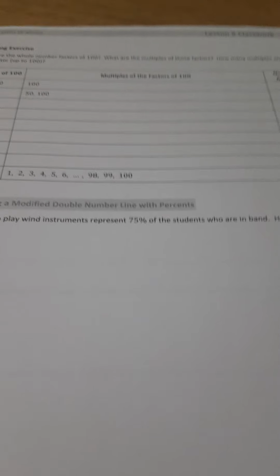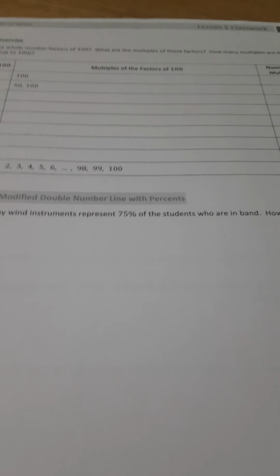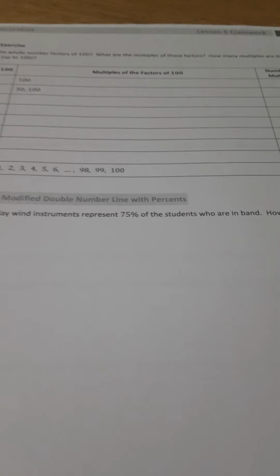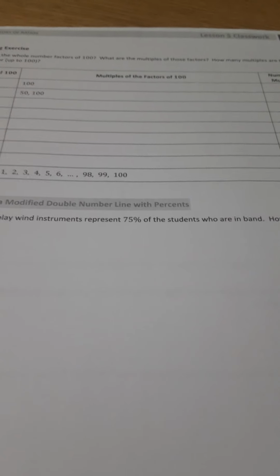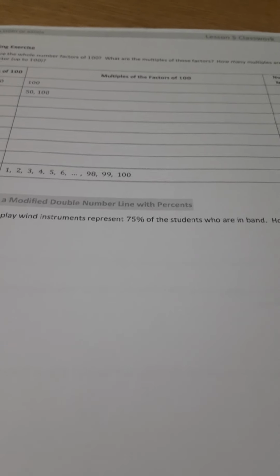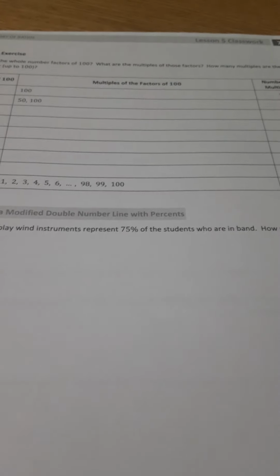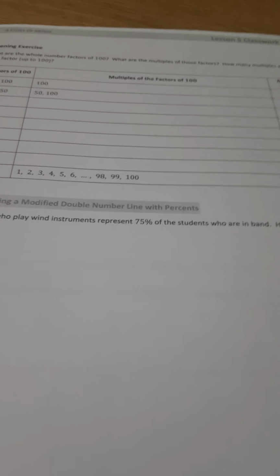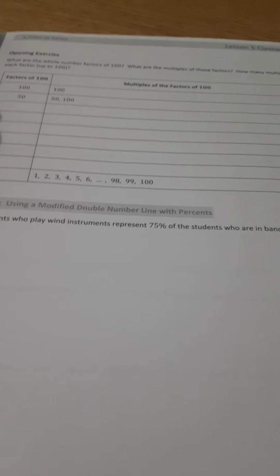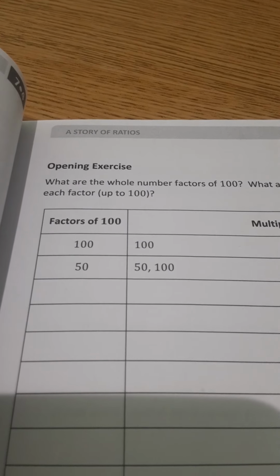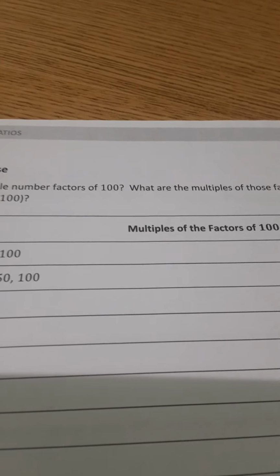So we're going to find 100% of a quantity, right? We're going to find the 100% of something when given a quantity that is a percent of a whole. So we're going to find 100% when we have 33%. And we know that 33% is 3, for example, or things like that. So to get started with our opening exercise, what are the whole number factors of 100?